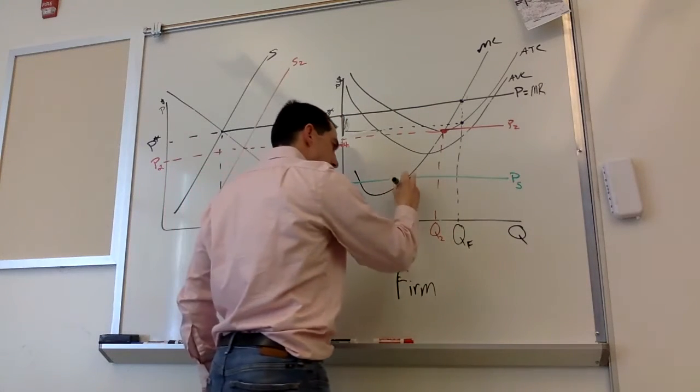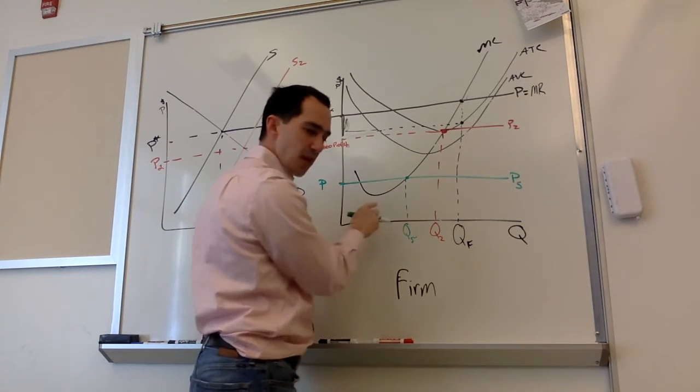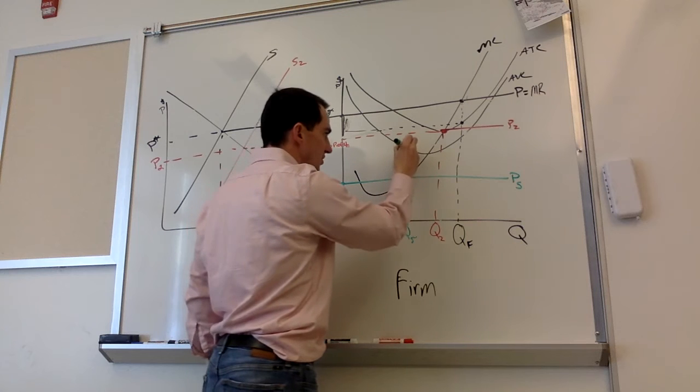But this firm has this rectangle. Green rectangle is the revenue. But here's the cost.